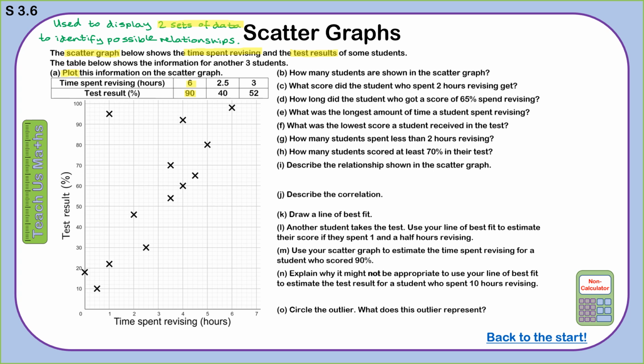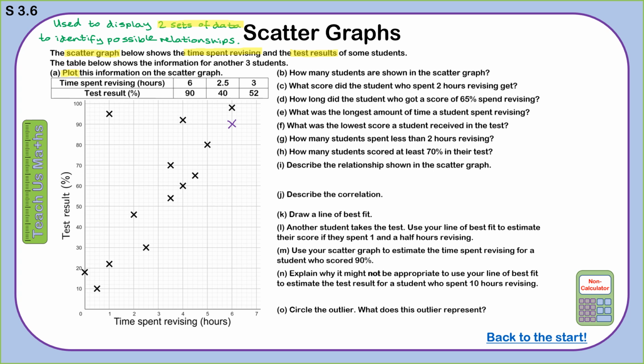So we need to plot this point on the scatter graph first. We need to go along the x-axis until we reach 6 hours revising, and then up the y-axis until we reach a score of 90%, and then we plot our point with a cross, like so. Notice how I'm plotting my point with a cross rather than a dot to make sure it is visible but also accurate.